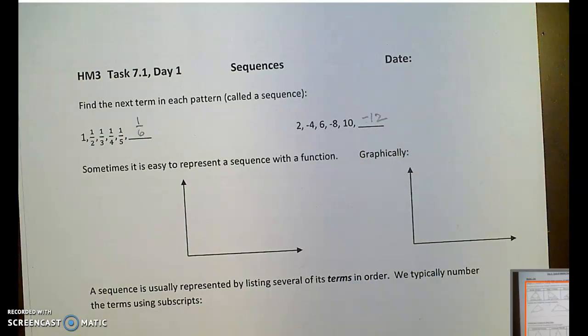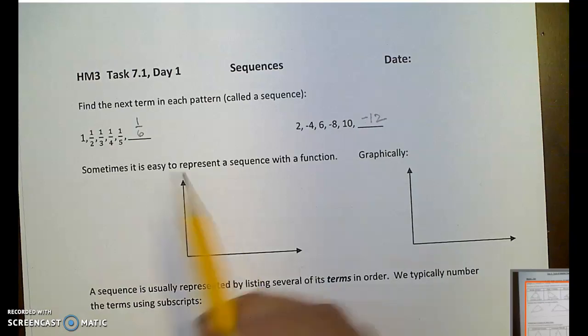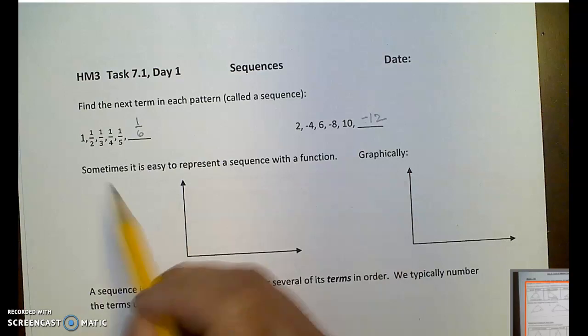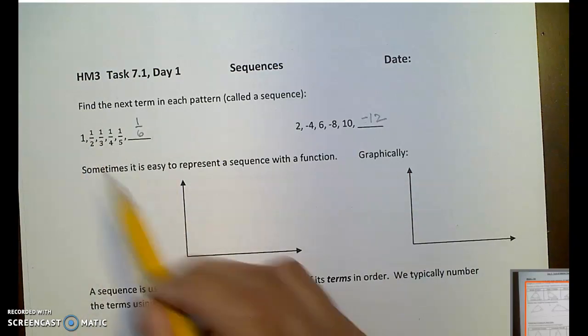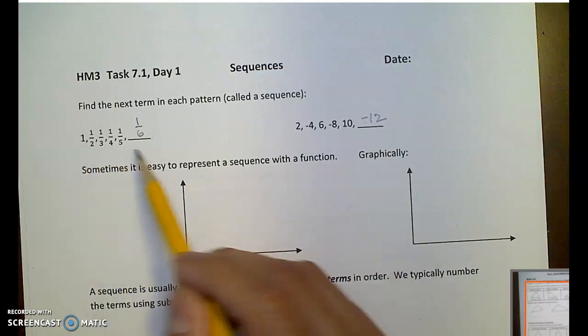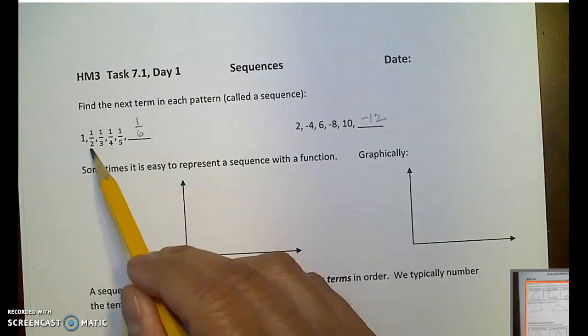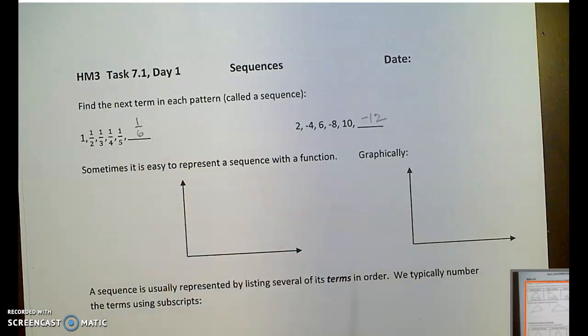Alright, so here's our number sequences. Sometimes it says here it's easy to represent a sequence with a function. And we could do so by graphing it. So let's go ahead and graph this first one. You notice that our terms here for this first pattern start at 1 and then steadily decrease as we move on to the second term, third term, fourth term, and so on.